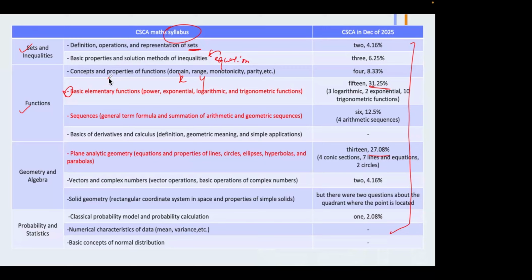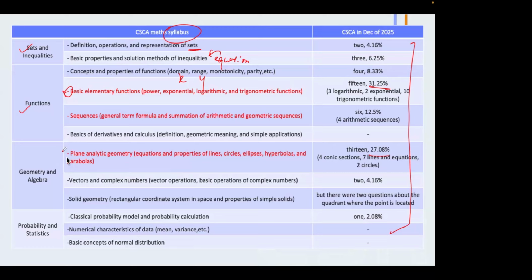And lastly, you will learn the basic of derivatives and calculus, which should be divided into differentiation and integration. But in your examination, you will lay more emphasis on derivatives, let's say differentiation. So you have to know their definition, geometric meaning, or the physical meaning about the delta x and their approximation and simple applications. The third part, which is plane analytic geometry.